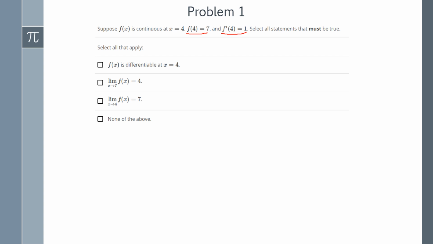Select all statements that must be true. So let's go through each statement one at a time. The first one says f of x is differentiable at x equals 4.